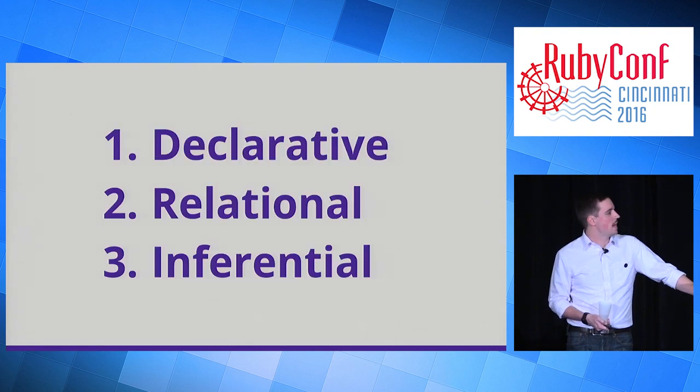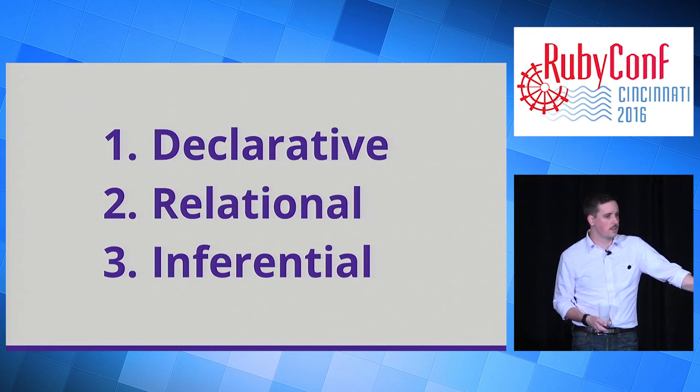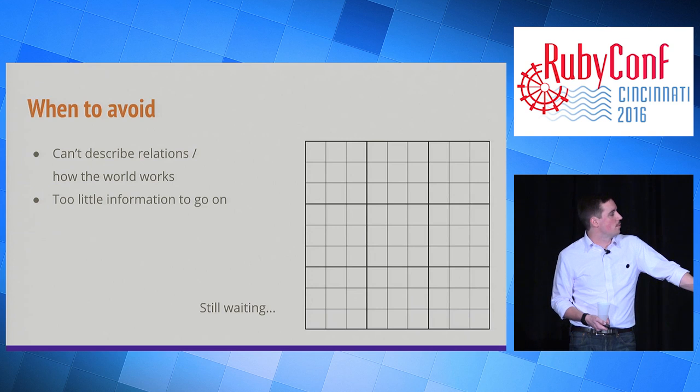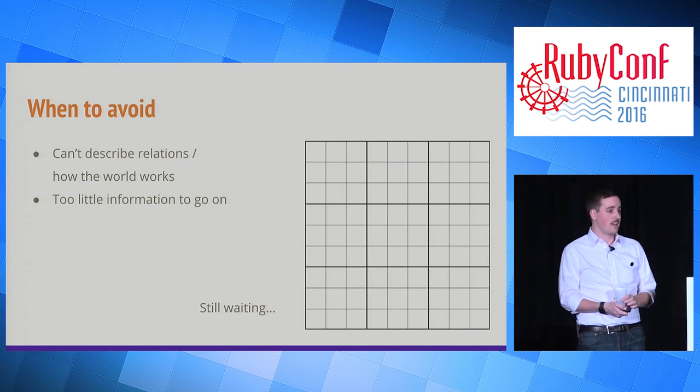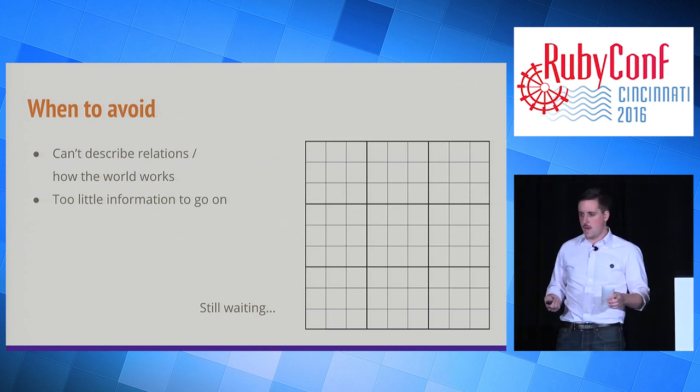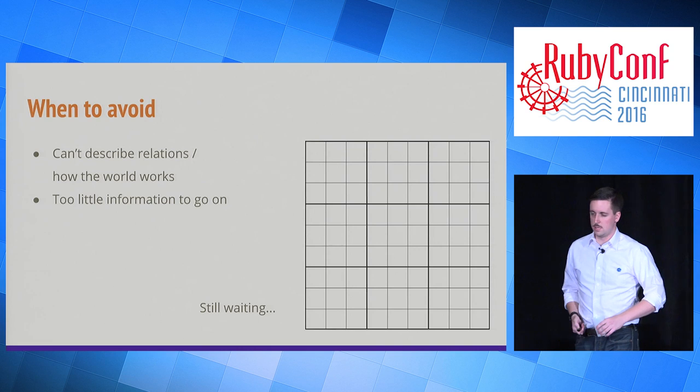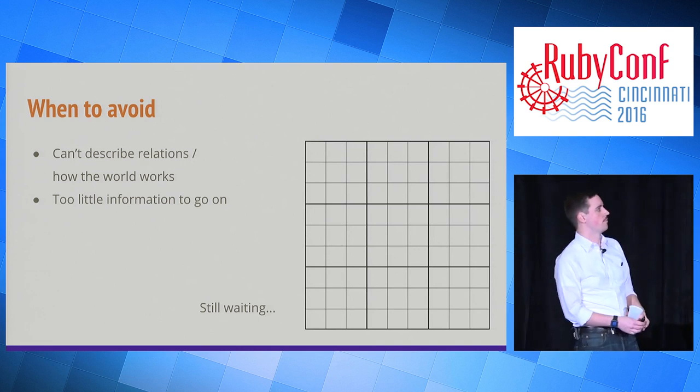When are we going to use this? I mentioned these three big characteristics. We want it to be declarative, we want it to be relational, and we want to be able to have inference. And if your use case isn't really aligned towards this, then logic programming might not be what you need. For example, if we don't know how the world works and we have no way to describe the relations, we have no way to describe how things fit together, then we're not going to be able to have a complete solution, at least, within a logic programming approach.